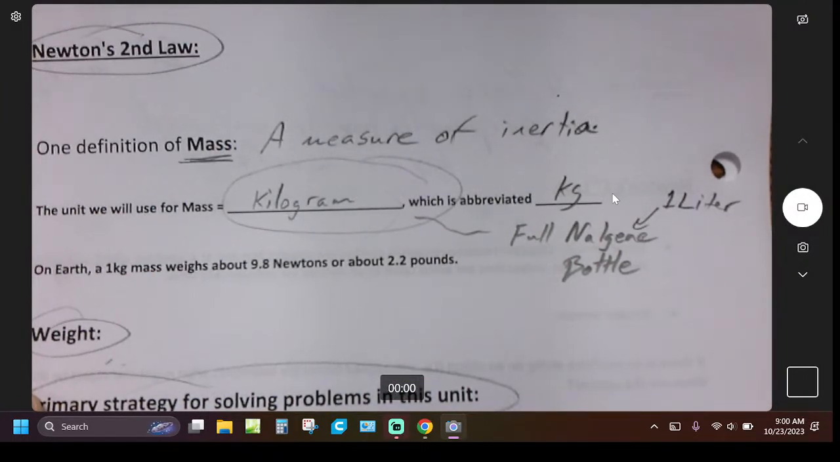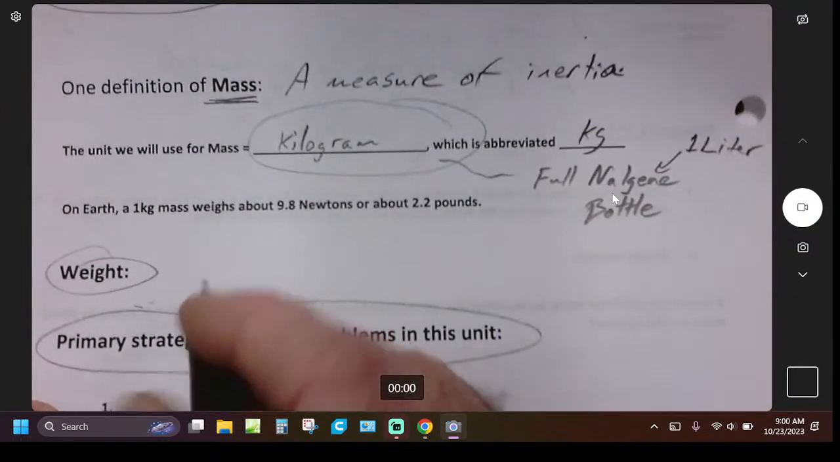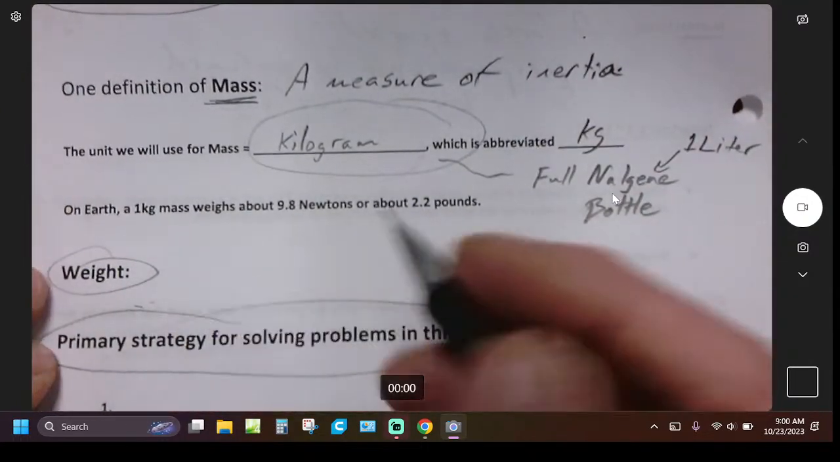Anybody have one right now? Yeah, right. So, there's one. That's a good one. The metal ones probably are a little bit more, but that size water bottle is about a kilogram.